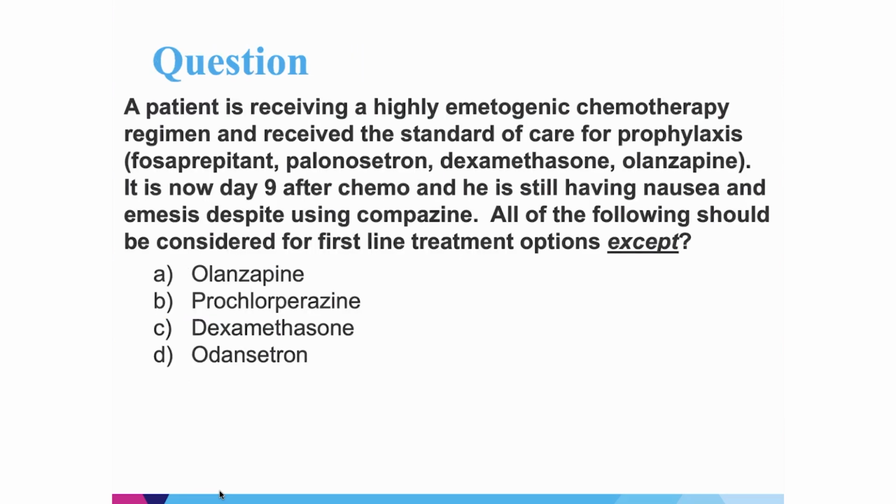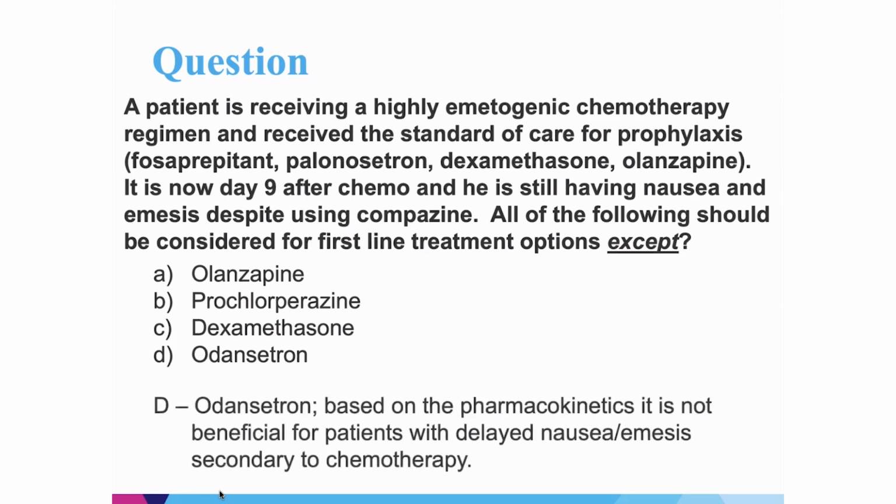So we'll finish on a question, a board question. We have a patient who's receiving a highly emetogenic chemotherapy regimen and received the standard of care for prophylaxis: fosaprepitant, palonosetron, dexamethasone, olanzapine. It is now day 9 after chemo and he is still having nausea and emesis despite using Compazine. All the following should be considered for the first-line treatment options except. And you can see you have the options.